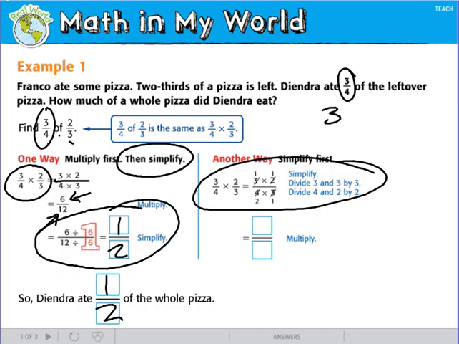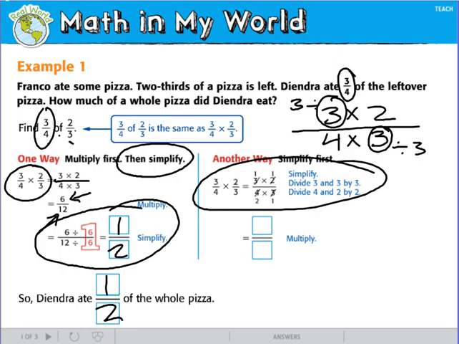We have 3 times 2 all over 4 times 3. Now we're going to look for things that we can do to the top and the bottom. So the first thing we can do is we can divide by 3 and get rid of our 3's. Okay? So we're going to go 3 divided by 3 and 3 divided by 3. So what happens to our 3's? They become 1's. So now I have 1 times 2 over 4 times 1.